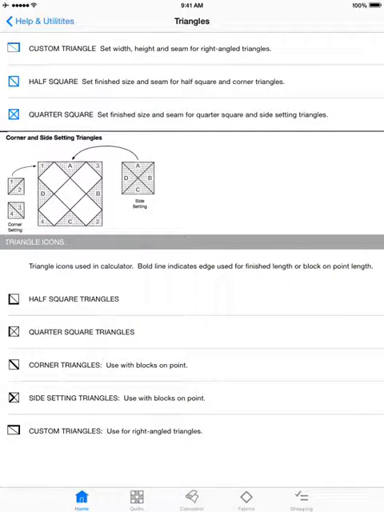So that's it for the triangle calculators. They are very, very powerful tools that help you really understand how the yardage calculator is determining the cut size of the block. So if you're ever in doubt, just come on over to the triangle calculator and you can see how the yardage calculator determined its measurements. And it's kind of fun to play with different shapes with the custom triangles as you work through more complicated quilt designs.